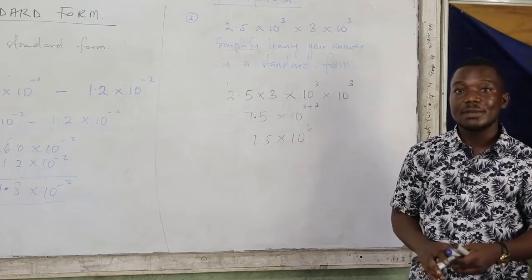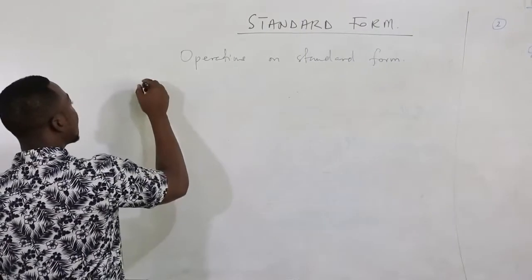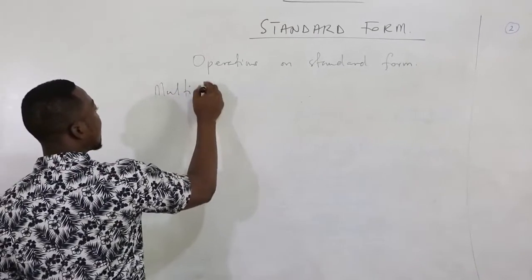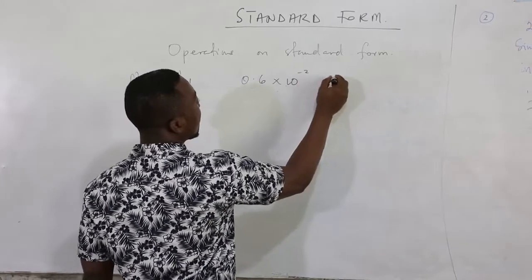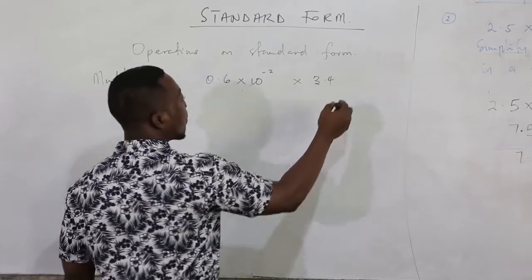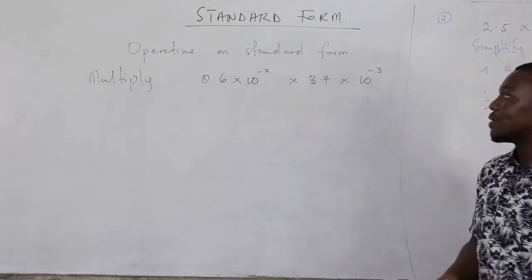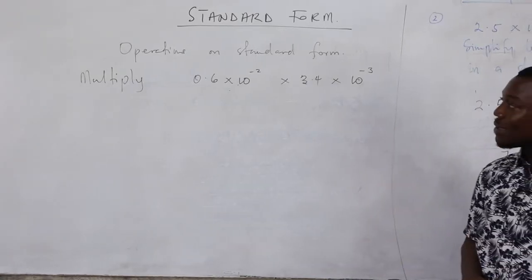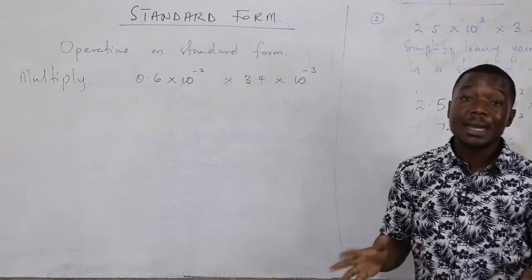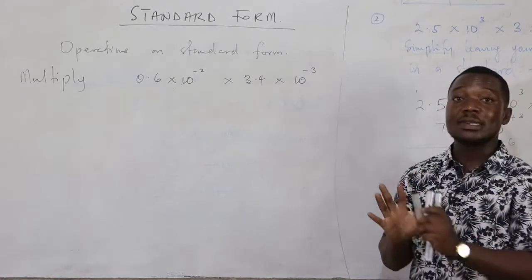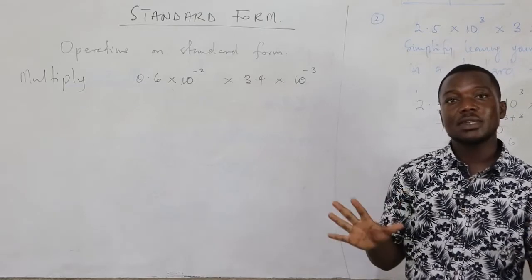Now let's look at another example. Then we move straight to the division. All right, so here we have 0.6 times 10 raised to the power negative 2. We have 3.4 times 10 raised to the power minus 3. So I told you with multiplication, we can decide to group them and still multiply. We are going to arrive at the same answer. Multiplication is commutative, so please stick with it and let's do that.